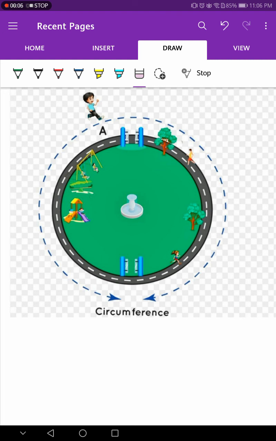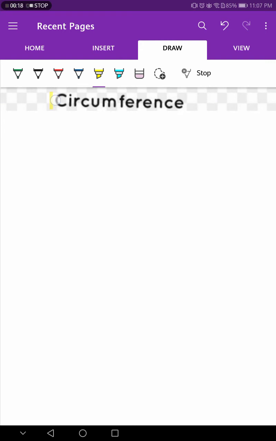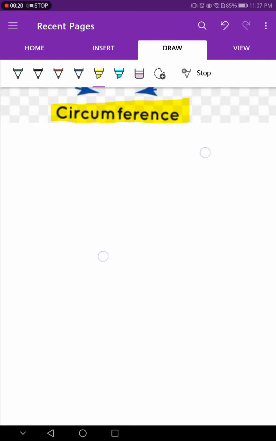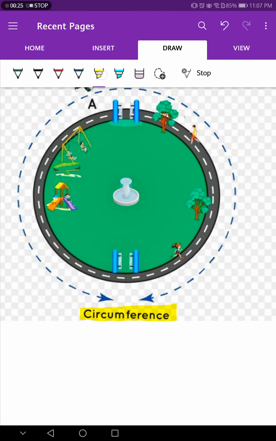Our mission today is to find the circumference of a circle and also to find the radius. First of all, let us define the circumference. What is the circumference? My dear students, if you have any circle, the distance around the circle we call the circumference, and we denote it by C.